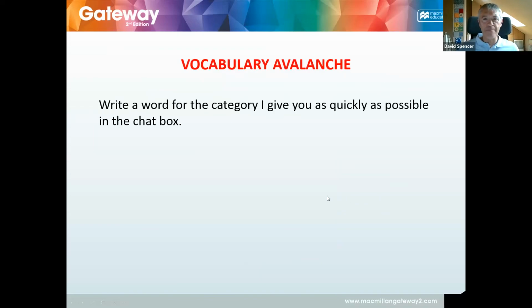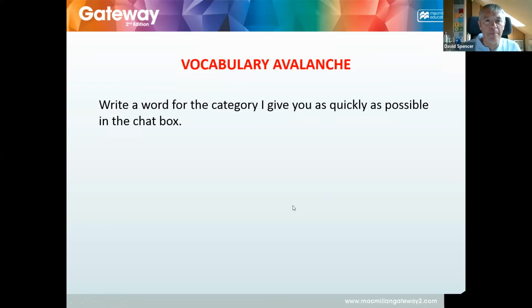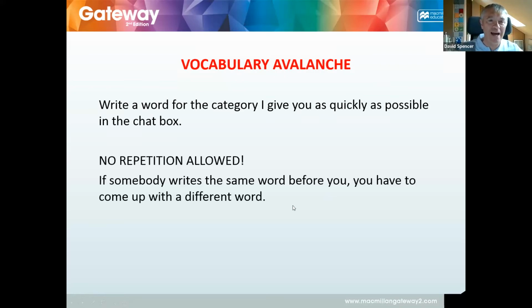Here we go. What you have to do in this game is write a word for the category that I give you as quickly as possible in the chat box. That sounds easy, but my challenge is that you cannot repeat a word. If somebody has written the same word in the chat box, you have to think of a completely different word, okay? So no repetition is ever allowed.